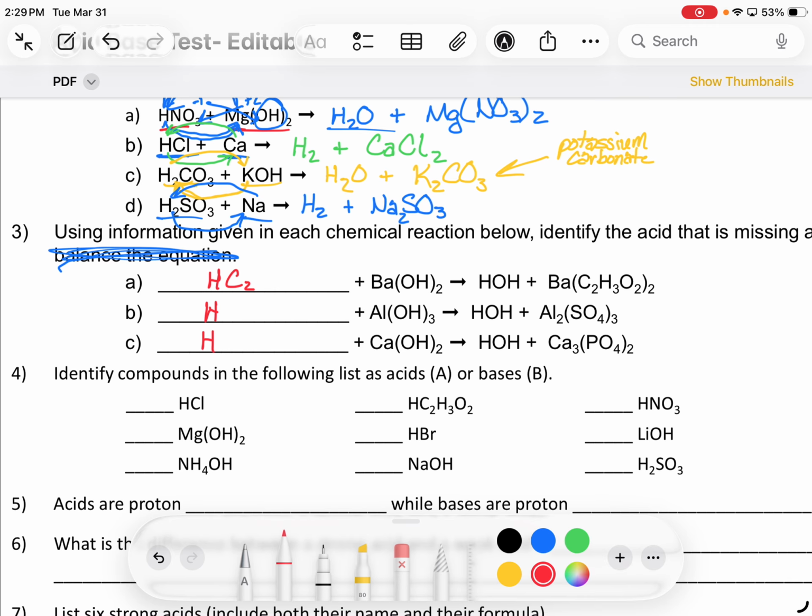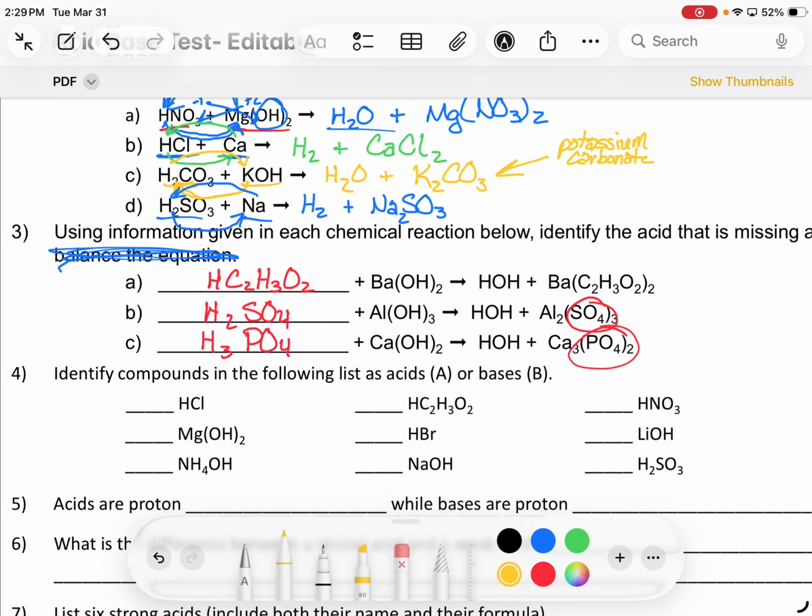It's going to be acetic acid. C2H3O2 is acetate, right? It's one of our polyatomic ions. Put hydrogen in front of it, it becomes acetic acid. Letter B, hydrogen is now with what? Sulfate. So what acid is that? Sulfuric acid. And then the last one, hydrogen is now bonding with phosphate, so that should be phosphoric acid.